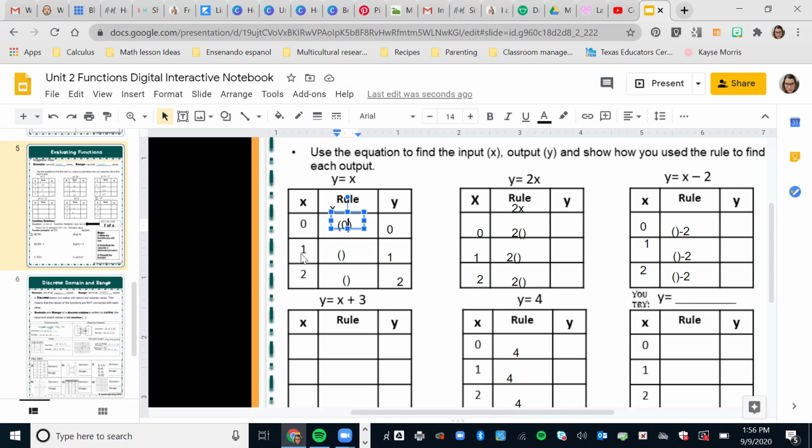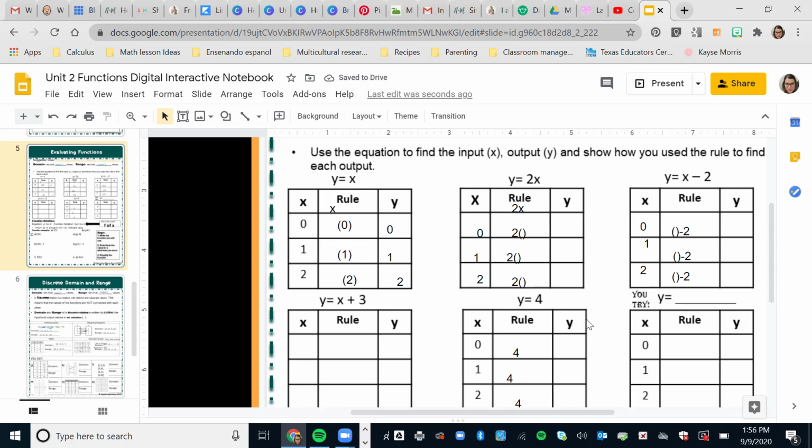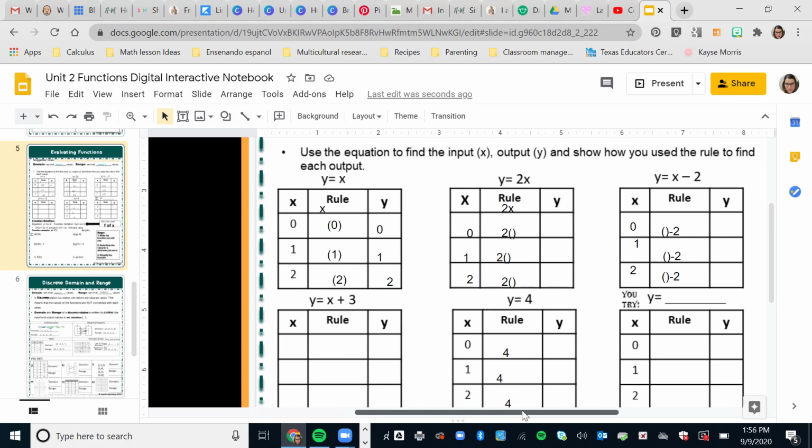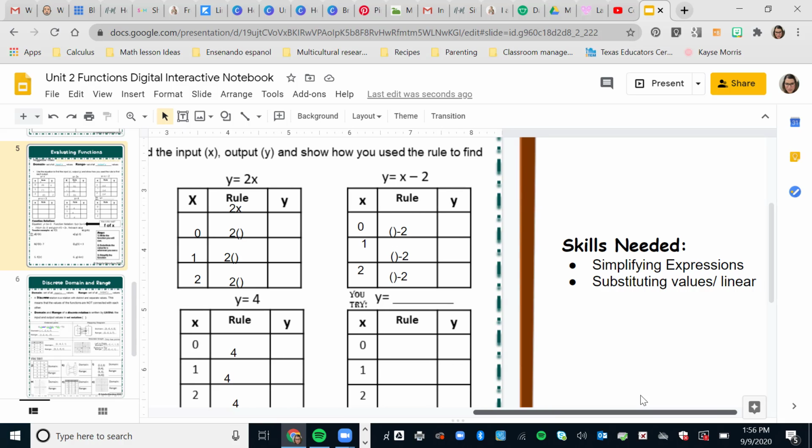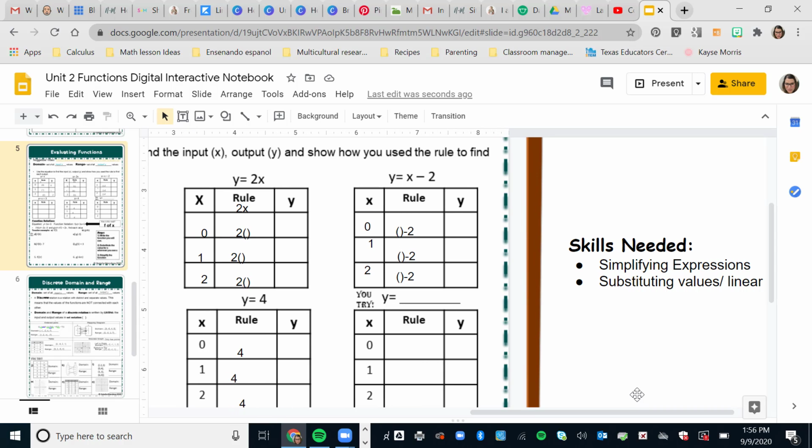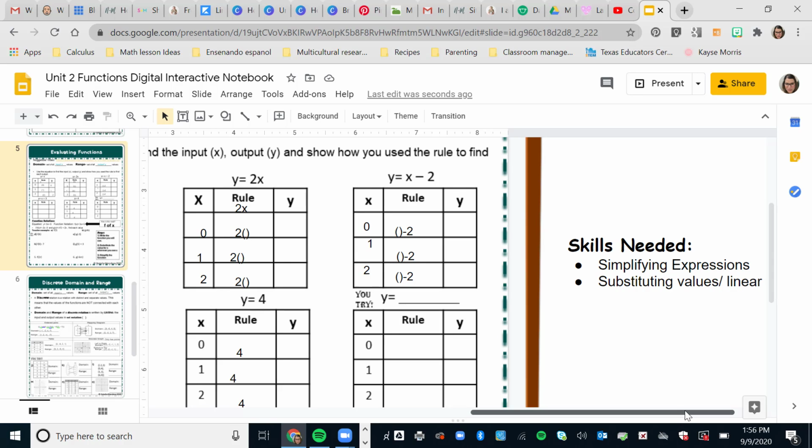Here, my input is 1, so I substitute my x with 1, because that's what it's saying, that x is 1 in this case. So my output is 1. Here, my x is 2, so my input is 2, and then my output has to be 2 because there's nothing else we do to it. That is the basic of this concept that you learned in sixth grade. It is part of substituting values, which is a skill you need. In this case, we're substituting values into a linear equation.